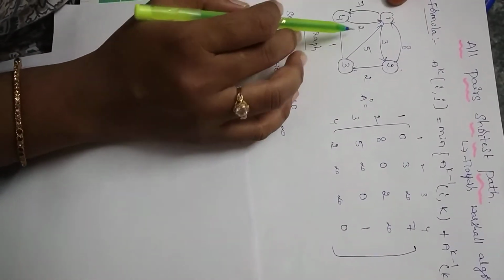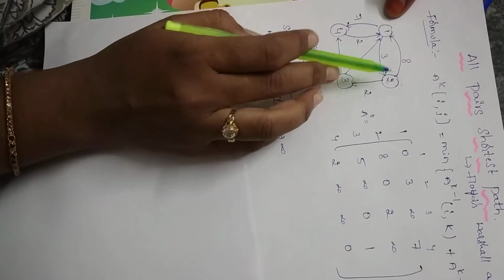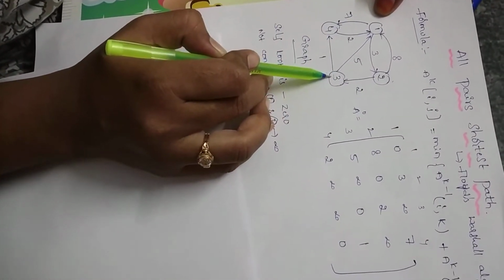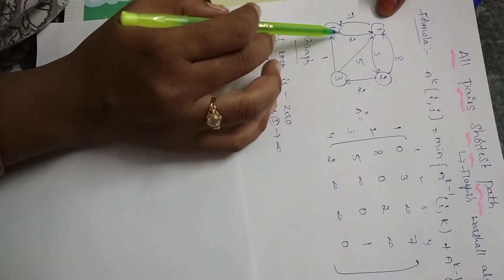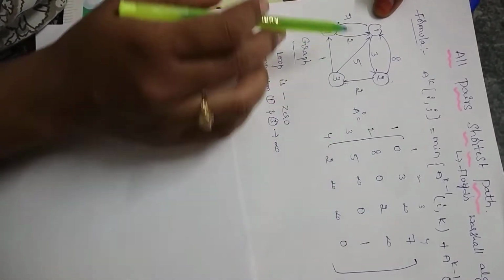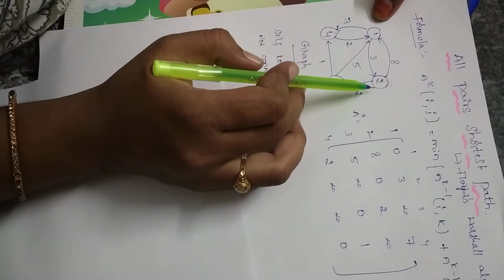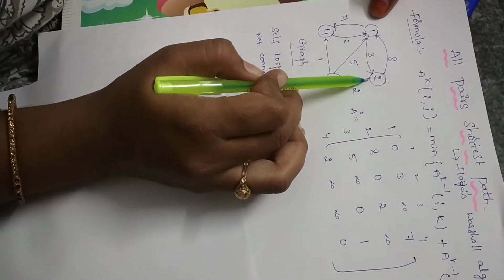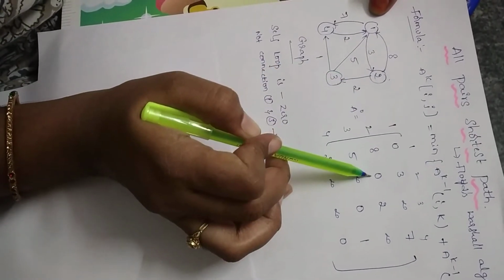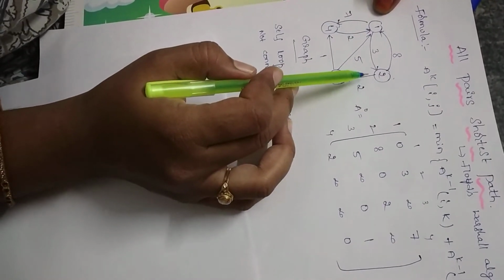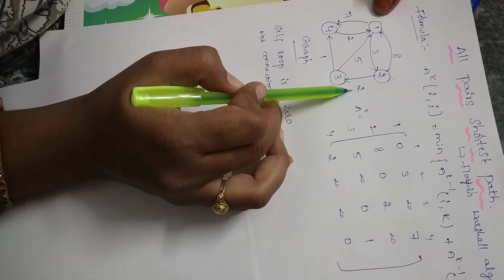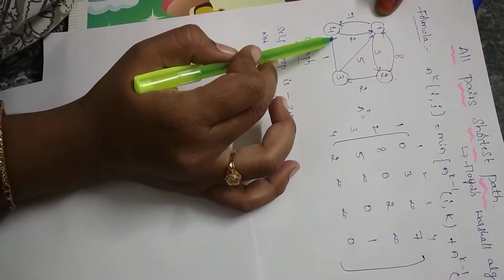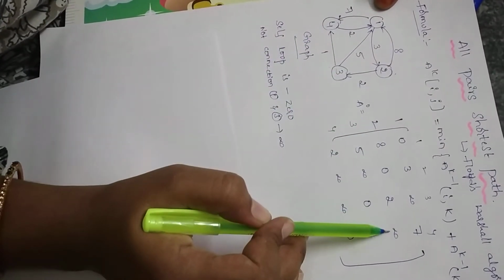In the given graph, 1 to 2 is 3. The 1 to 3 connection is not there, so take it as infinity. 1 to 4 is 7. Next, node 2: 2 to 1 is 8. The self loop is not there, so take it as 0. The connection from 2 to 3 is 2. Next, 2 to 4 connection is not there, so take it as infinity.